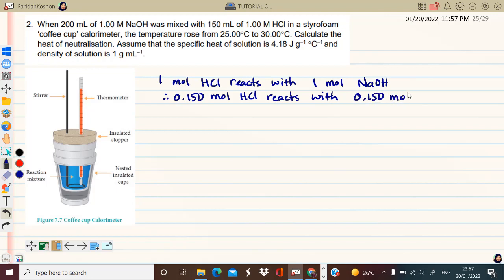0.150 mole of sodium hydroxide. Okay. Kalau saya tulis semula kat sini, tadi kita dah kira kan, initial mole of sodium hydroxide yang kita dah kira tu adalah 0.200 mole. Initial mole of hydrochloric acid is 0.150 mole. So, yang saya nak gunakan, kalau saya ada 0.150 mole hydrochloric acid, adalah 0.150 mole sodium hydroxide. Tapi, kalau kita tengok kat sini, saya ada 0.200 mole sodium hydroxide. Nak guna banyak ni je.